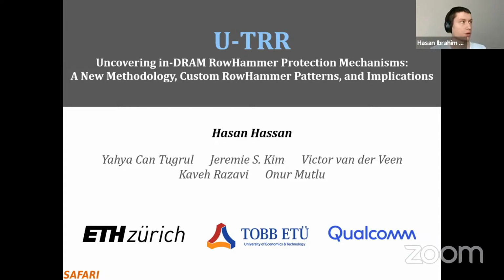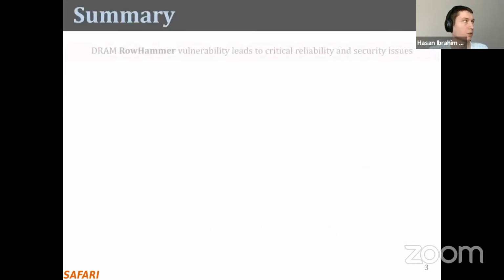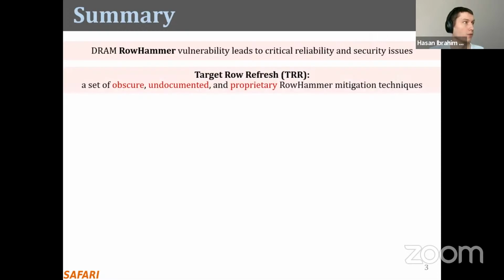And for short here, we call the mechanism UTR, which is basically an acronym that we made up from uncovering the TRR mechanisms. And I will explain what TRR is in the upcoming slides. So the RowHammer vulnerability leads to critical reliability and security issues, as we discussed previously, and target row refresh, which TRR is the acronym for, is a set of obscure, undocumented, and proprietary RowHammer mitigation techniques.